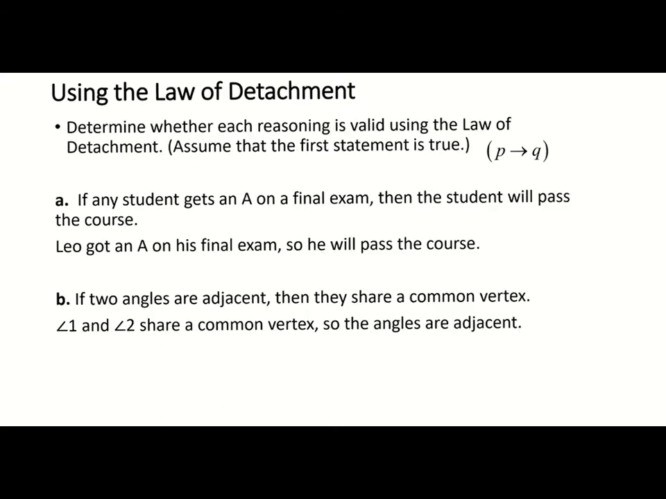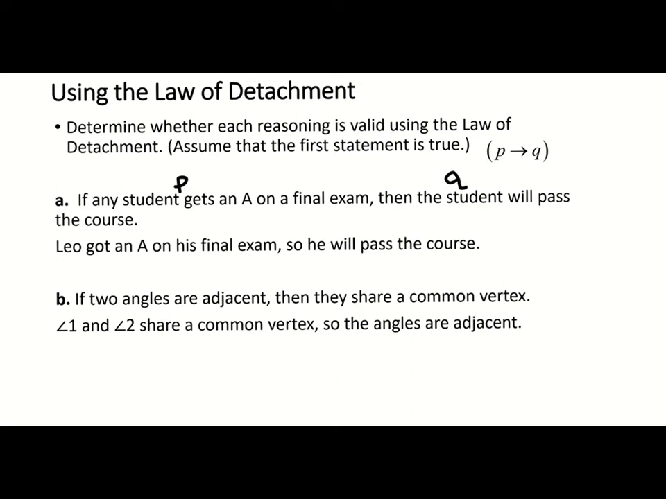All right, so here what we're going to do is determine if our argument is valid or not using our law of detachment. We're always going to assume that the conditional statement is true. So here, if any student gets an A on the final exam, then the student will pass the course. Okay. So then P, remember, is any student gets an A on the final exam. Q is the student will pass the course.